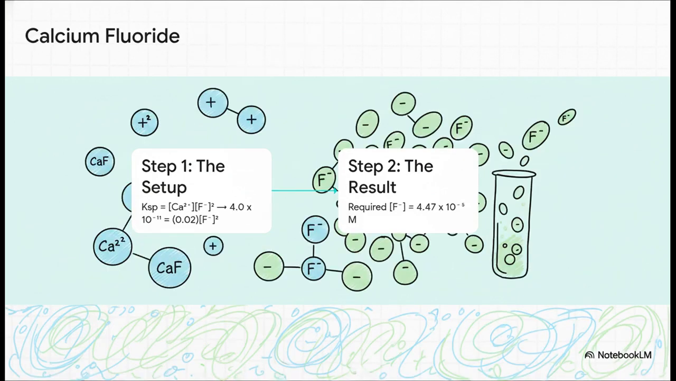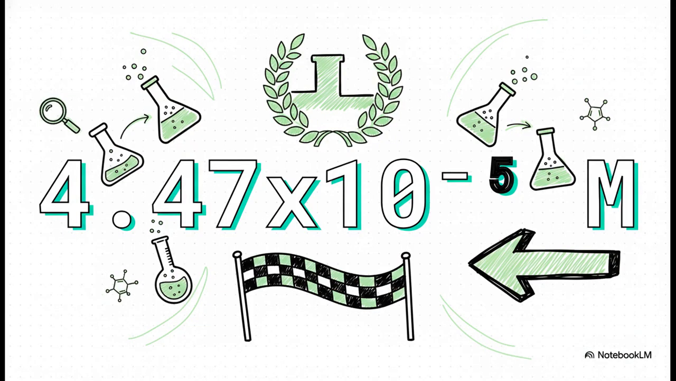Now we do the exact same thing for calcium. We use its starting concentration and its own unique KSP value. We run the numbers, and the required fluoride concentration turns out to be just 1.41 times 10 to the negative 5 molar. And that, right there, is our winning number.